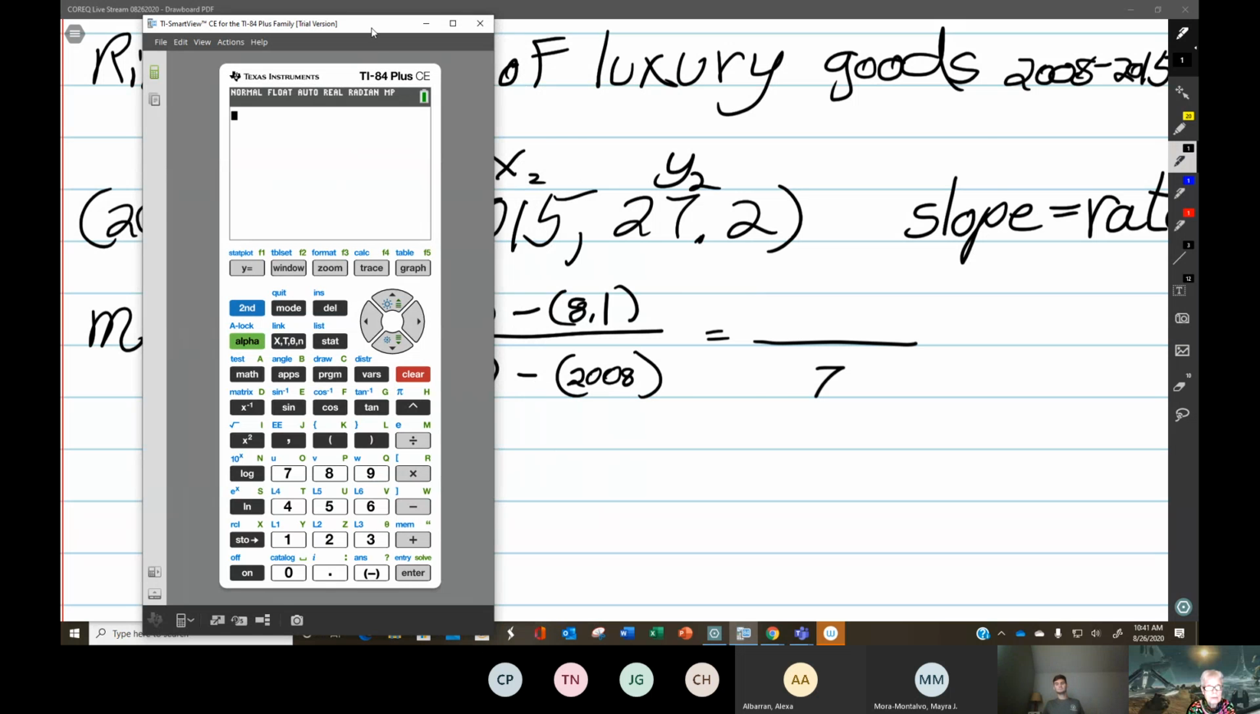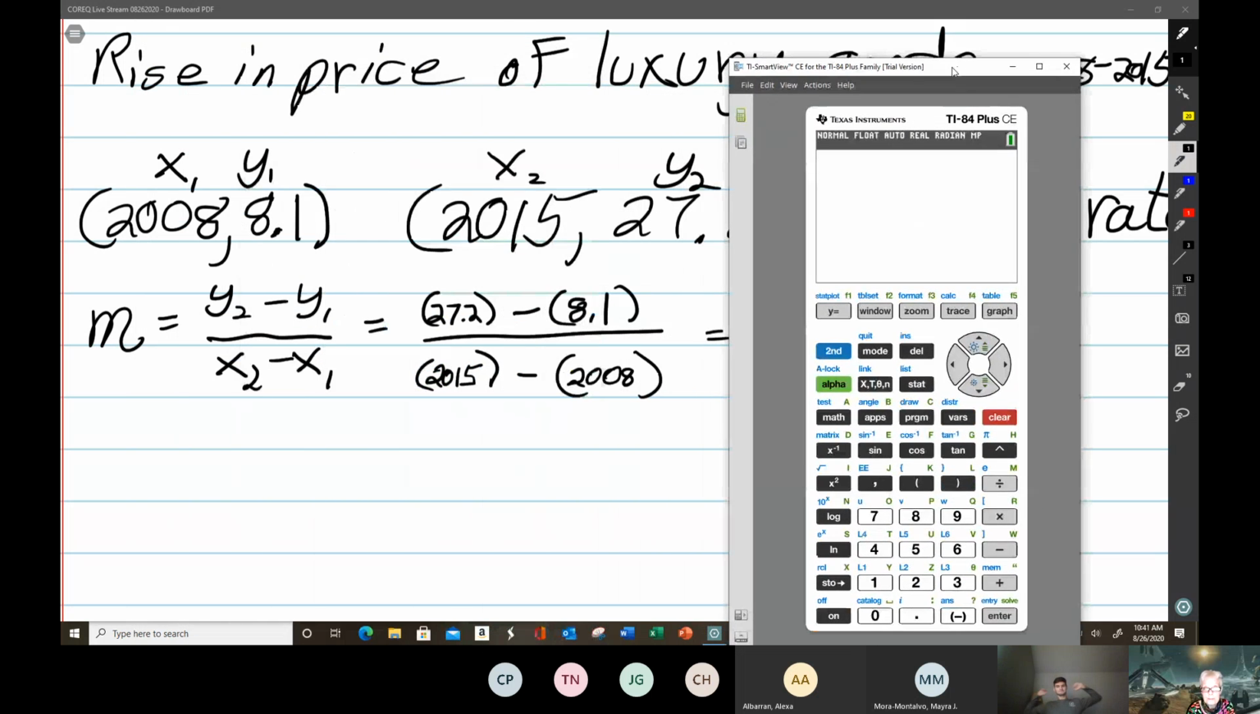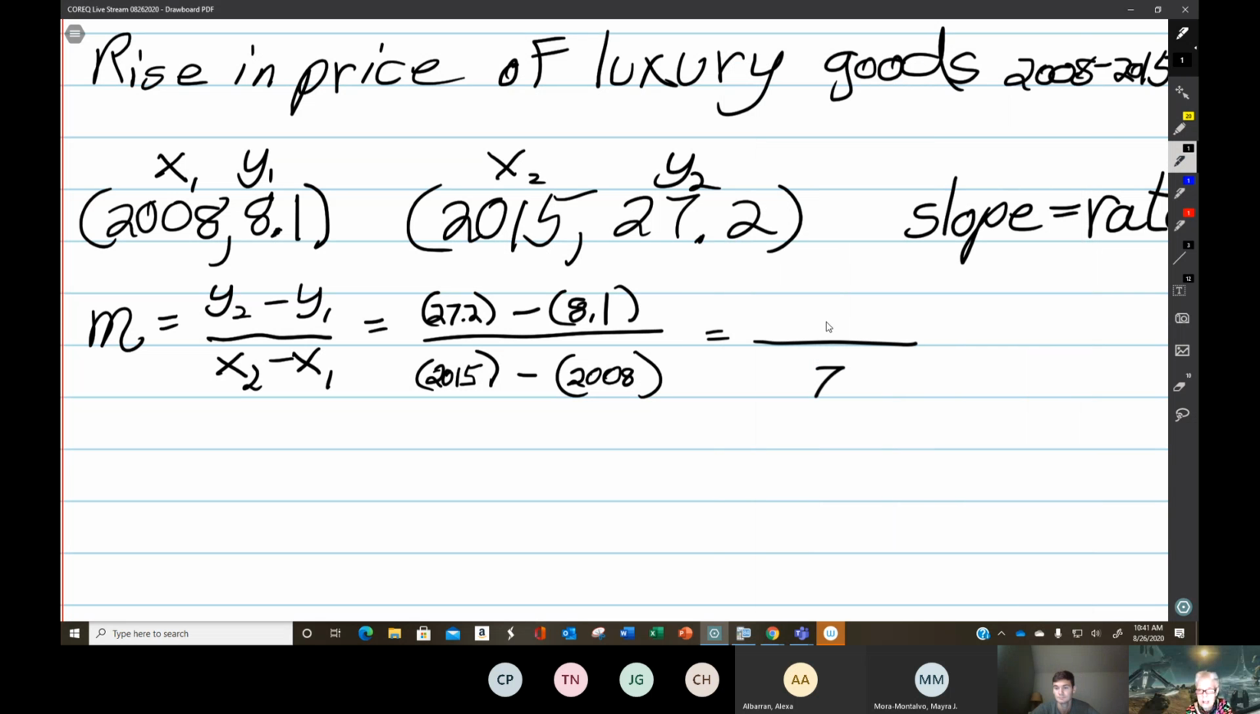Okay, so move this over. 27.2. Okay, you can back up and I can hit delete. Isn't that great? Okay, minus 8.1. And I'll hit enter. 27.2 minus 8.1 is 19.1. Okay, so that's all I needed it for. I could have done it by hand, but I'm worried about straining my poor brain.